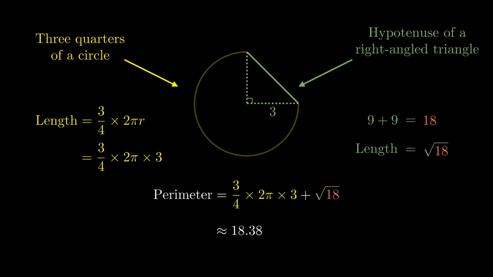And so I would leave the calculator step to the very end to make sure that I'm rounding my final answer, and that way it's as accurate as I can be. Okay, and so that's how you get the perimeter of a shape like that.